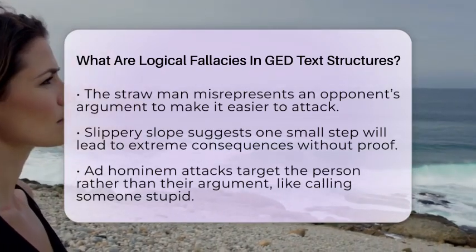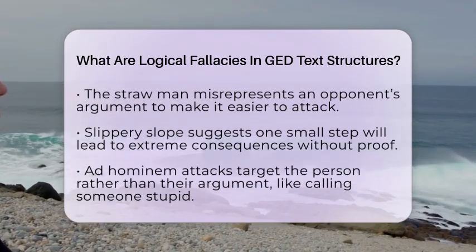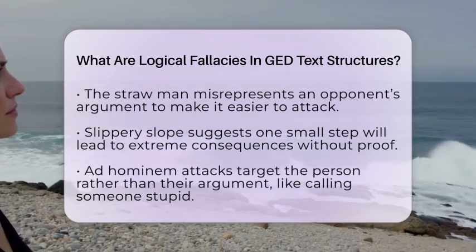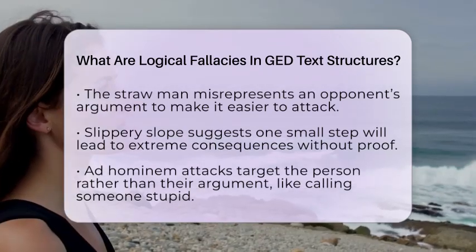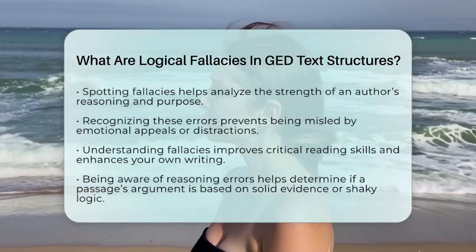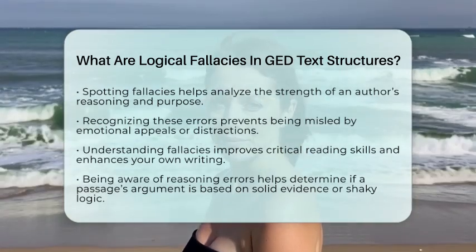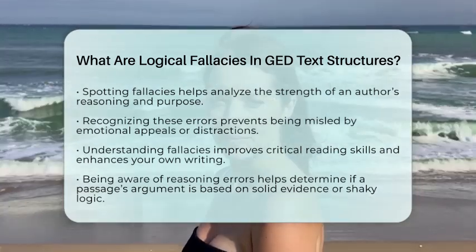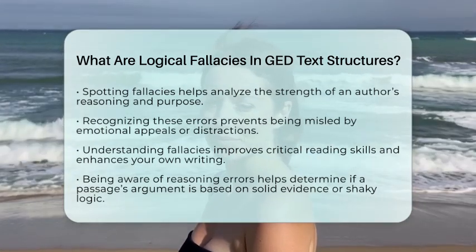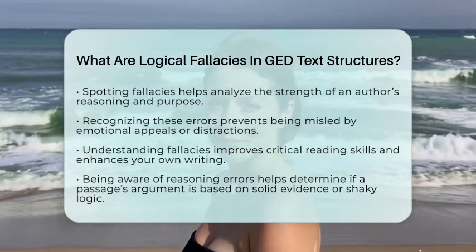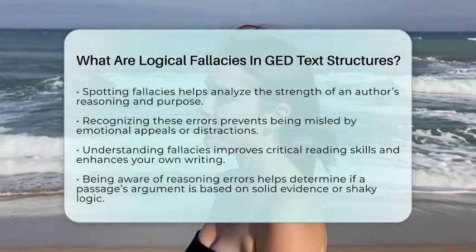Knowing these fallacies helps you analyze what you read. You can see if the author's reasoning is strong or if they're using tricks to persuade you. This skill is useful for answering questions about the author's purpose, point of view, and how well they support their ideas. When reading GED texts, look out for these errors. If you spot a fallacy, you know the argument might not be reliable. It also helps you avoid being misled by emotional appeals or distractions.